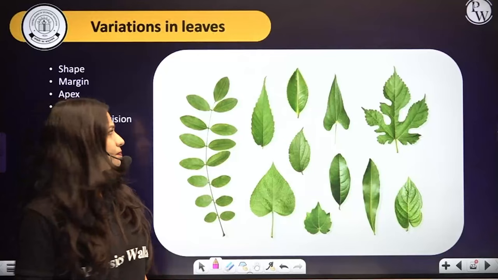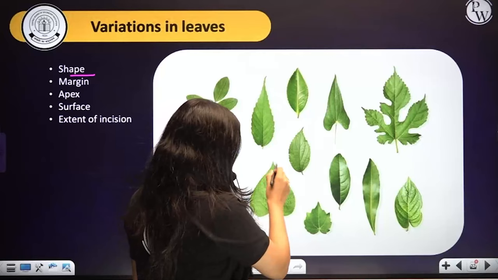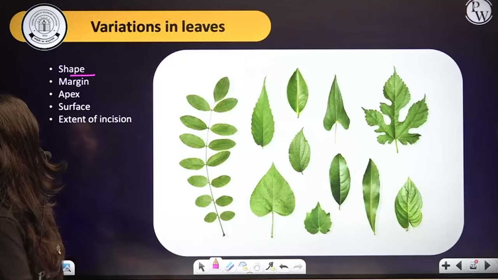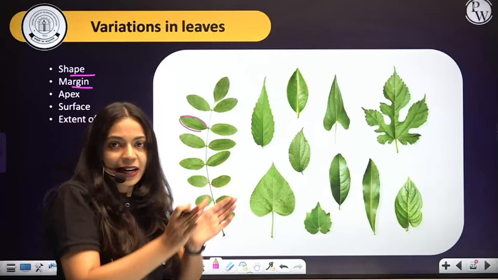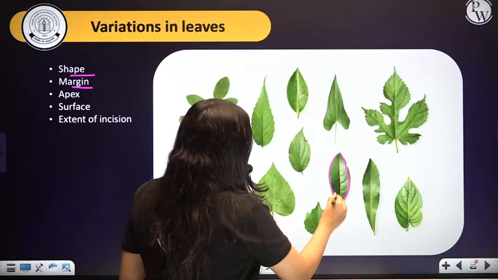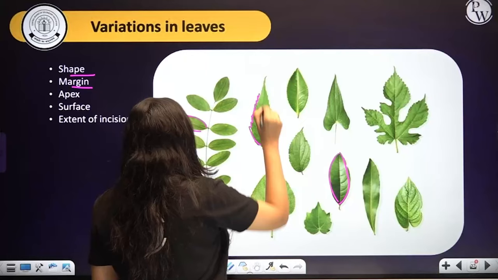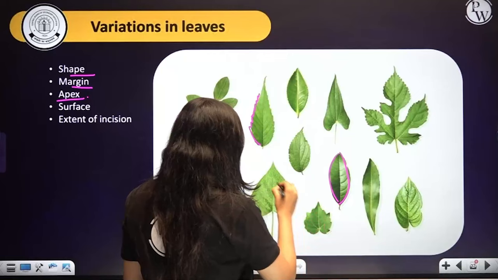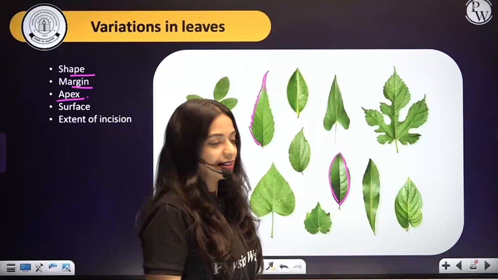They could be different in their shape. You know, some leaves are heart-shaped like this, while some are more oblong. Leaves can also differ from each other because of their margin. Margin is this part of the leaf, the sides of the leaf. In some leaves, you can see that the margin is very smooth, like in this leaf. And in some leaves, you can see that there are some incisions. Right? Apex. Apex is the tip of the leaf. You can see there is some extension in the apices of some leaves, whereas it is kind of blunt in some. So that also causes variations in leaves.